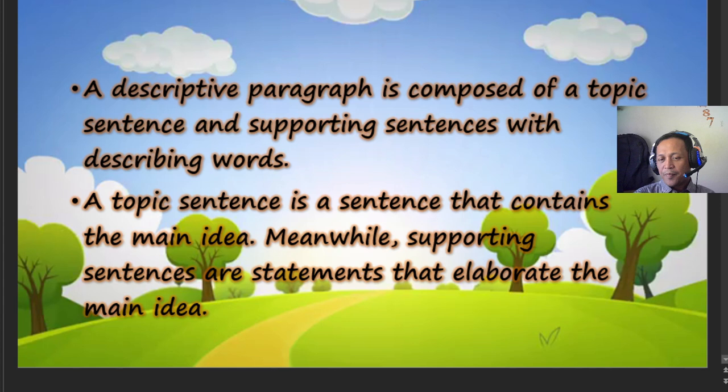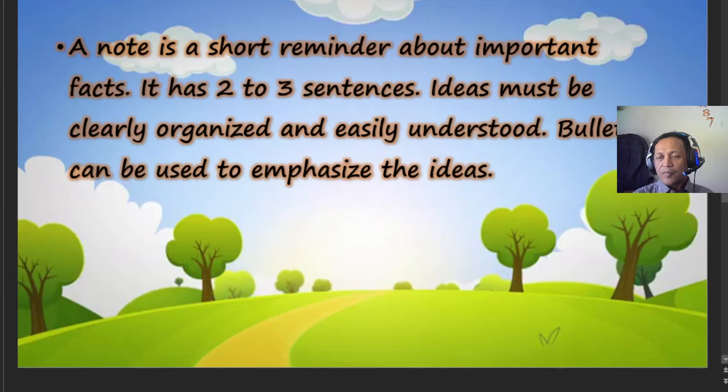Or easier. And after that, we have a note. A note is a short reminder about important facts. It has 2 to 3 sentences. Ideas must be clearly organized and easily understood. Bullets can be used to emphasize ideas.